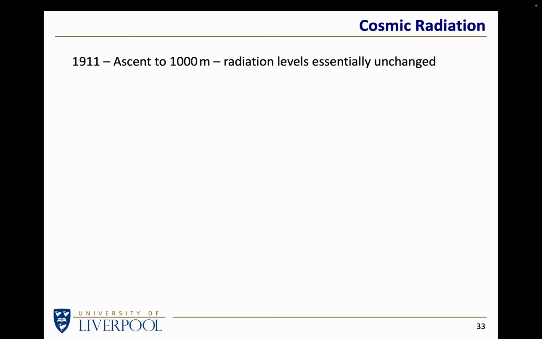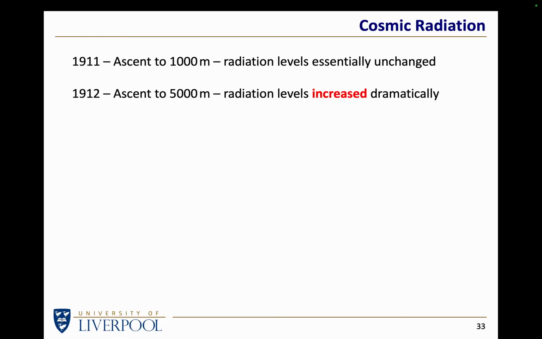But the following year, he took a balloon to 5,000 meters, and then the radiation levels increased dramatically. So that's why Hess gets the credit for discovering cosmic rays. He basically proved that if you go high enough, the radiation levels go up substantially, showing that the radiation is coming from above, not from below. Yes, the Earth is radioactive, but generally speaking, that's a tiny amount compared to that coming from the sky.